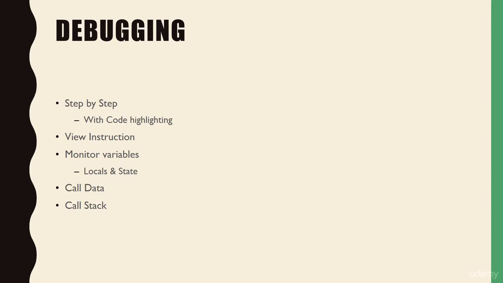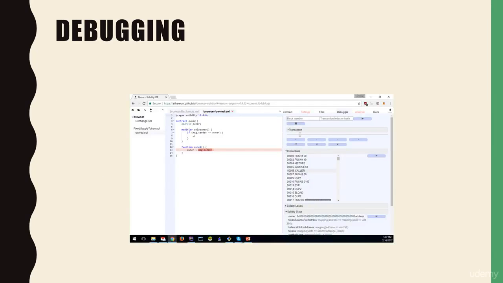Debugging with Remix is very nice. You get a step-by-step debugger with code highlighting. You can view the actual instruction that is just executed. You can monitor variables, locals and state variables. You can look at the call data and the call stack. This is how the debugger looks like. In this case, I'm debugging the constructor of the owned contract. It's a step-by-step debugger. I can see the instructions, I can see the locals and the state, and many more things, which we will have a look at later on.